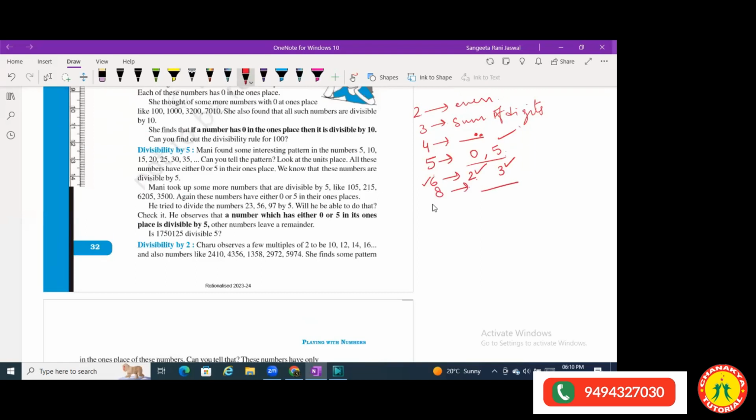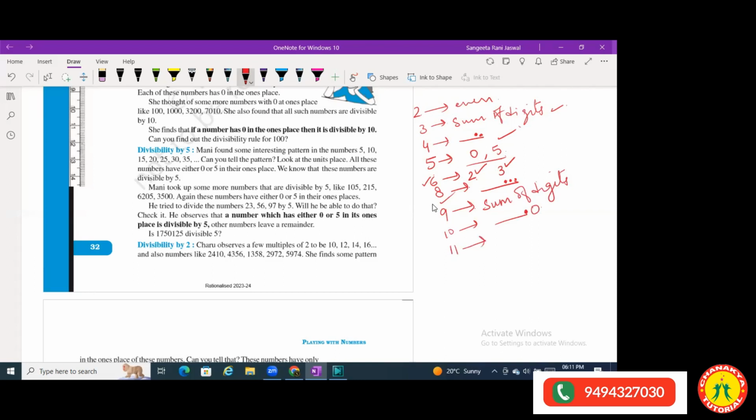It is when the last three digits are divisible by 8. That means the whole big number is divisible by 8. Alright, divisibility by 9 means the sum of all the digits, the same way. Here, the divisibility of 3 and 9 is the same: the sum of digits should be divisible by 9. Divisibility by 10: the last digit, the units place digit, should be 0.